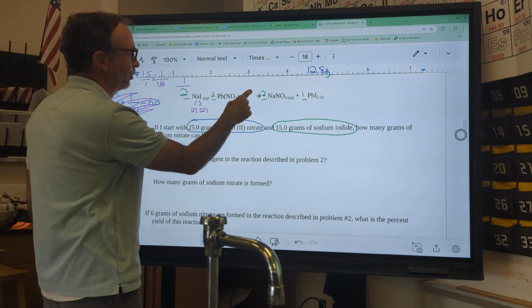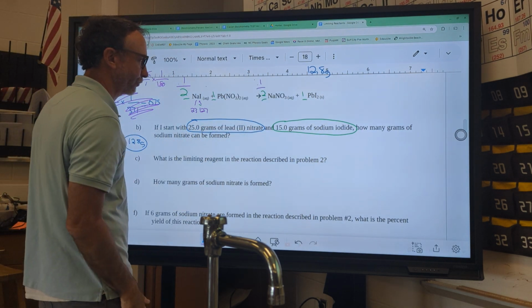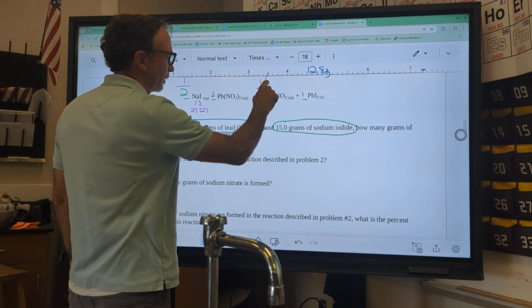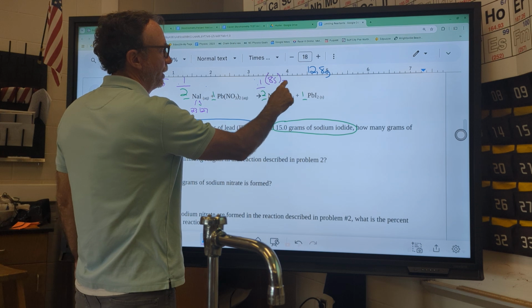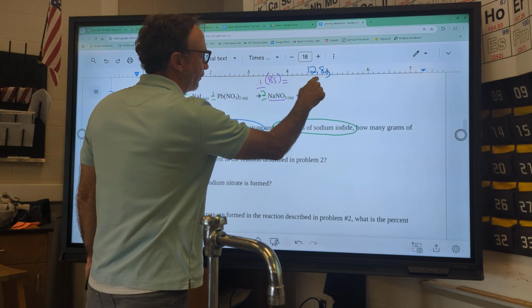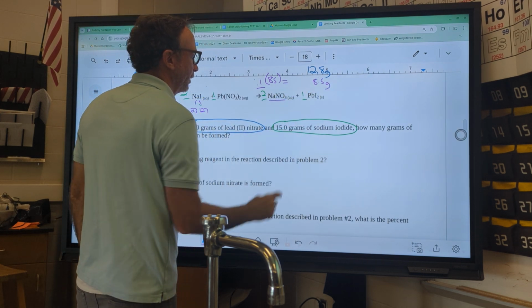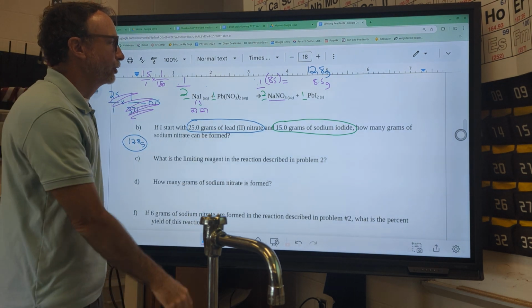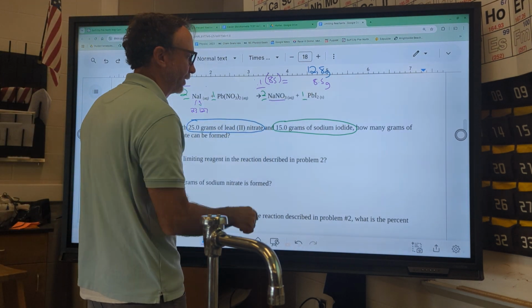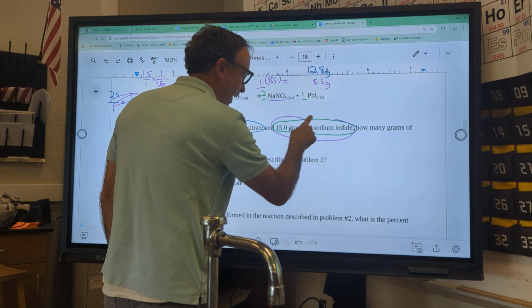0.1 is to 2 as x is to 2. 0.1 times 85, because that's the weight of this. We've already looked that up. Gives me 8.5 grams. So if we do it with the sodium iodide, you're only going to make 8.5 grams. So that is the limiting reactant.